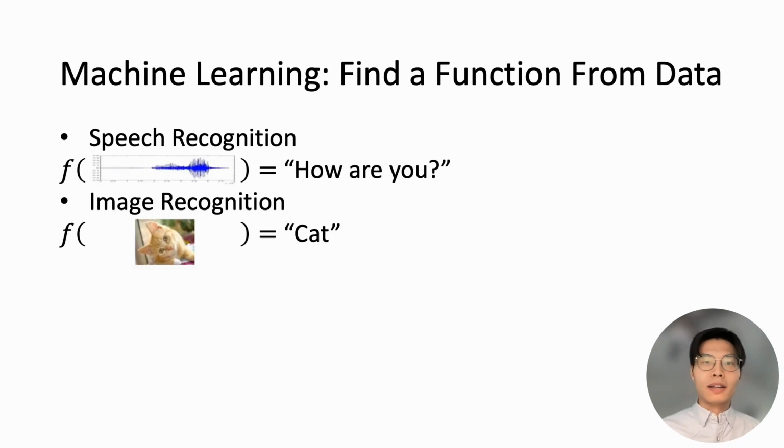A simplified explanation of machine learning is to find a function from data that can map the input to the output. As you can see in these two examples, the speech recognition machine learning model maps the speech signals to the English text, "How are you?" The image recognition machine learning model maps the image to the cat category.